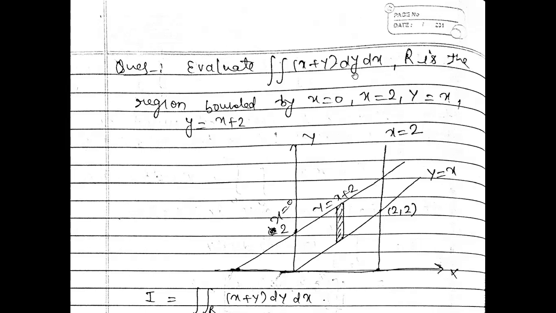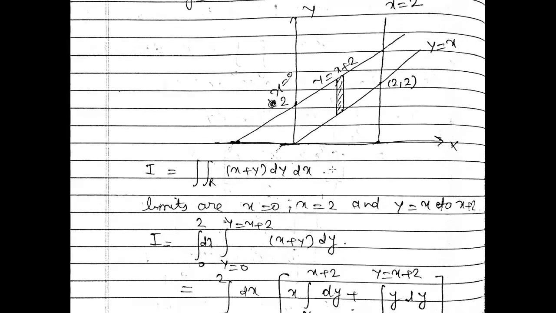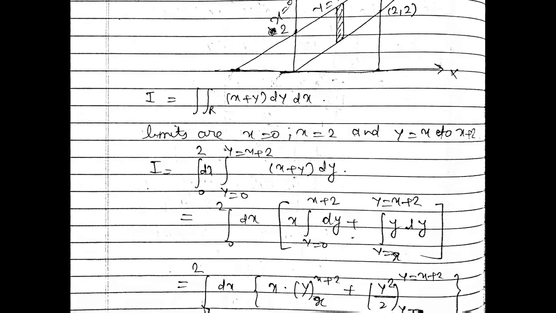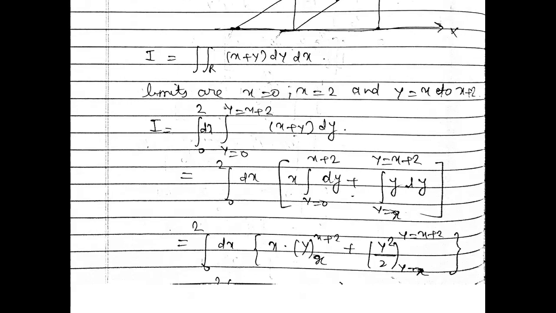Now region is given dy dx. So this strip is parallel to y-axis, and the limit is given x to x plus 2, right? So limit 0 to 2, y is equal to x to x plus 2, x plus y dy dx will be here. Sorry, dx is here. So 0 to 2 dx, integration y is equal to x to x plus 2, x dy plus y is equal to x to x plus 2, y dy. So just integrating with respect to y.